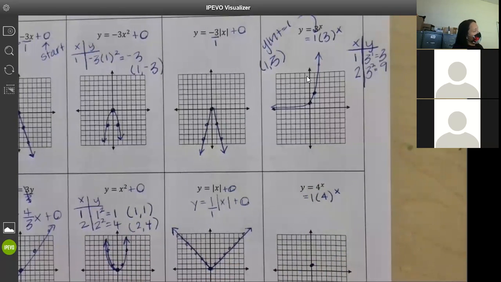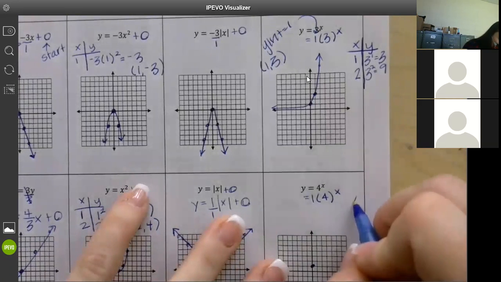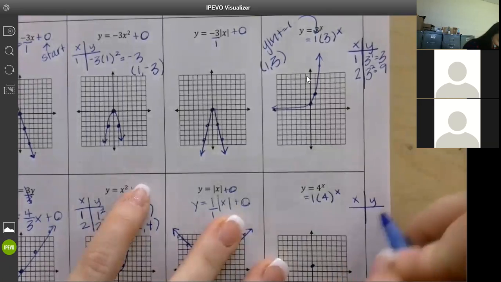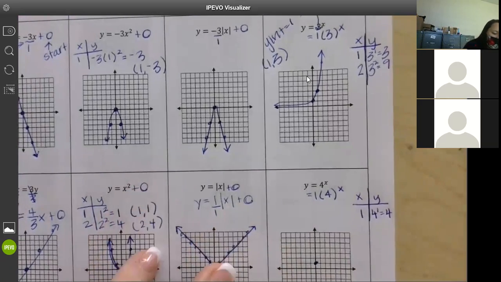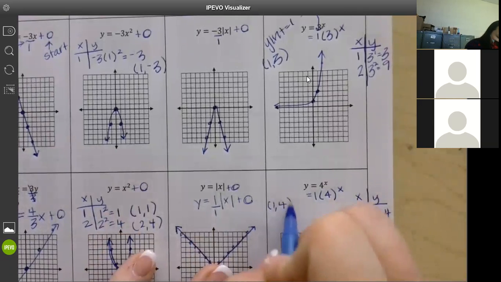So all the rest of them have coordinates starting at 0, 0. Exponential starts at 1. Okay, everything else 0, 0. Exponential is 1. We're going to do our XY chart. We're going to plug in a 1, and 4 to the 1 is 4. So our first coordinate is 1, 4.